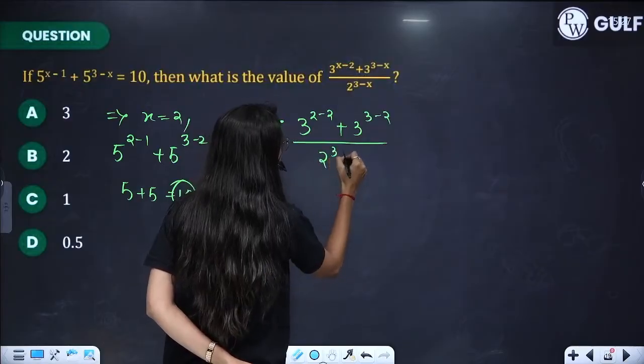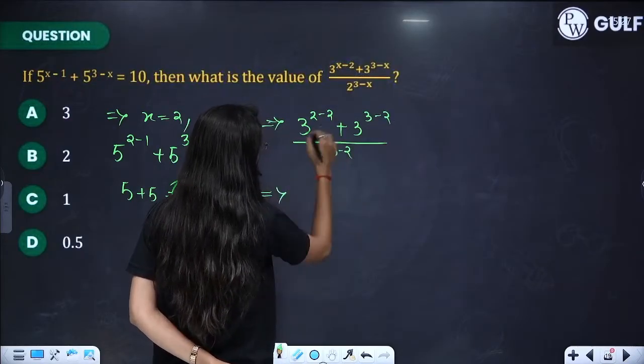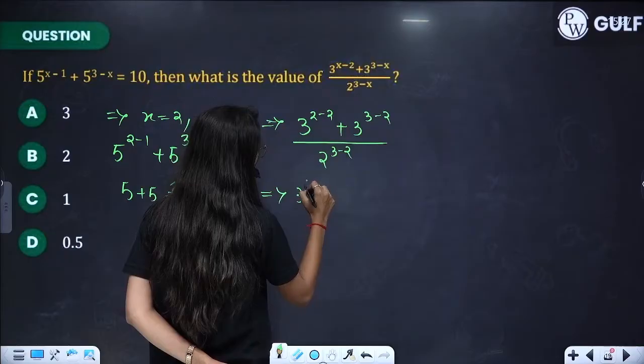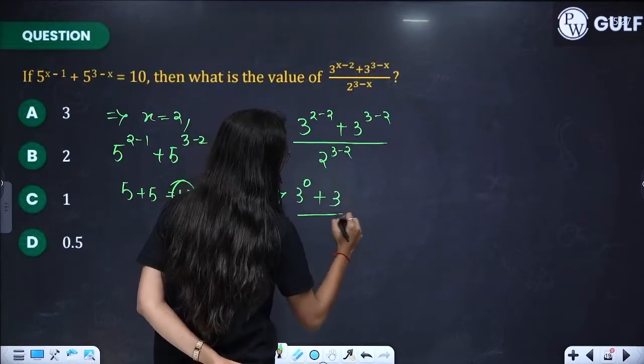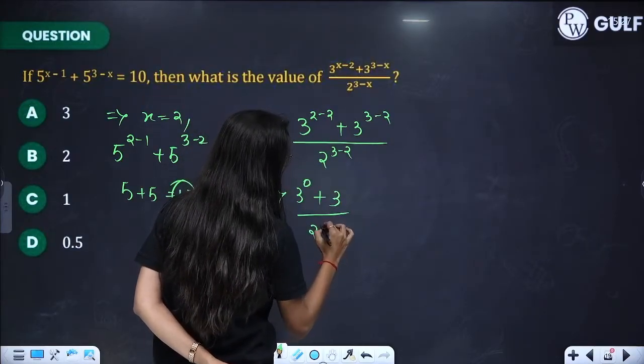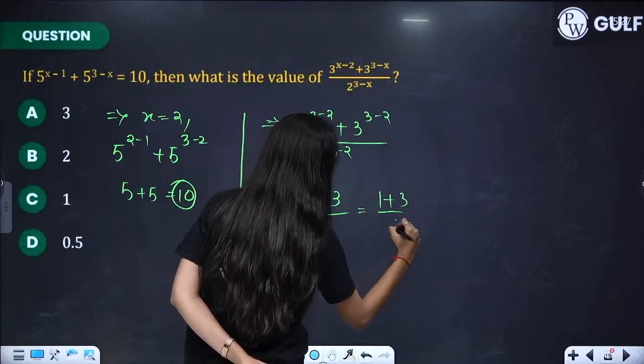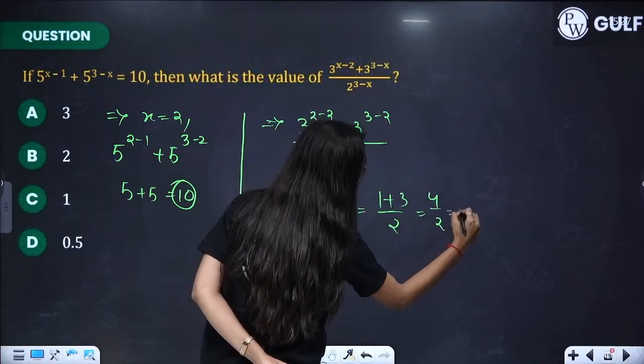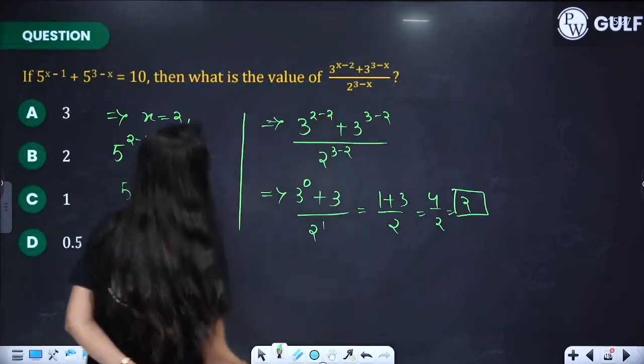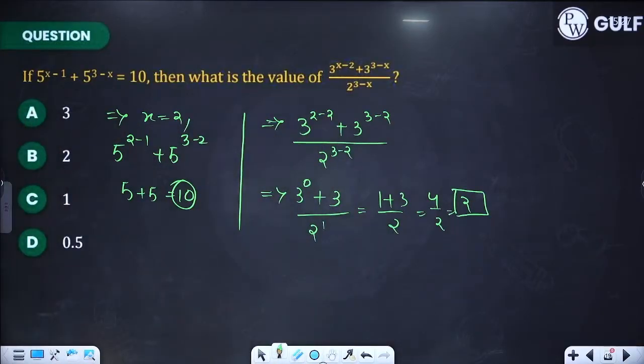Two raised to 3 minus 2, here it's equal to 0. 3 raised to 0 plus 3 upon 2. 1 plus 3 by 2 is equal to 4 by 2, which will give you 2. That means the value of your expression which you have been asked is equal to 2, which satisfies your option B.